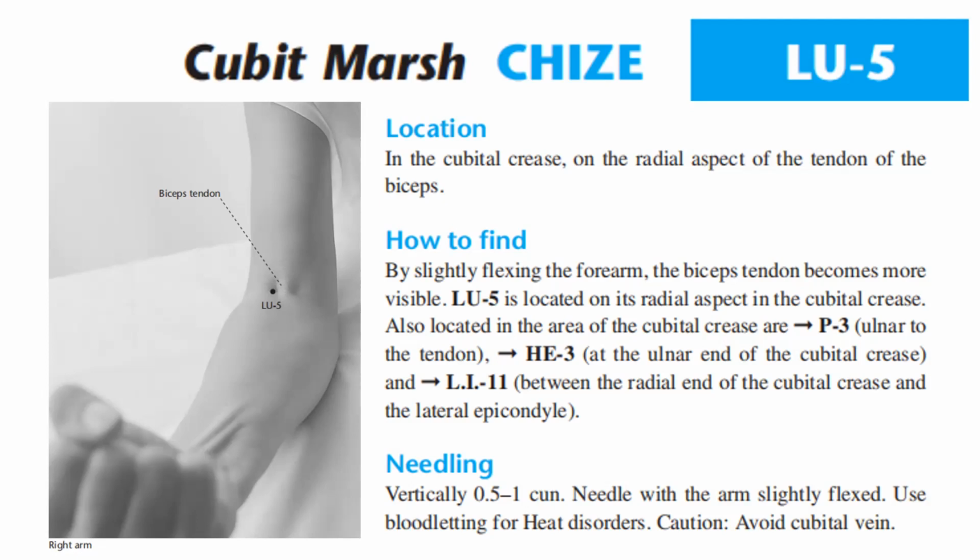Needling: vertical 0.5 to 1 cun. Needle with the arm slightly flexed. Use bloodletting for heat disorders. Caution: avoid the cubital vein.